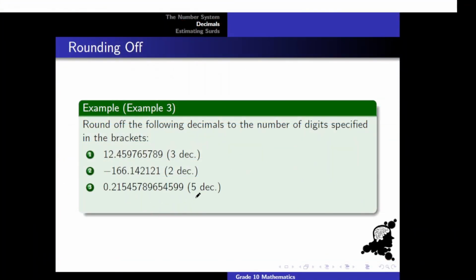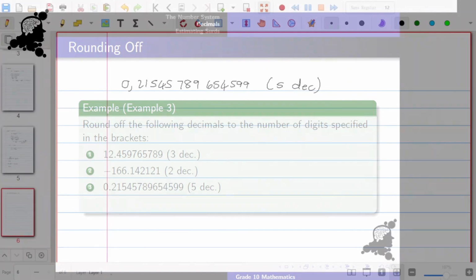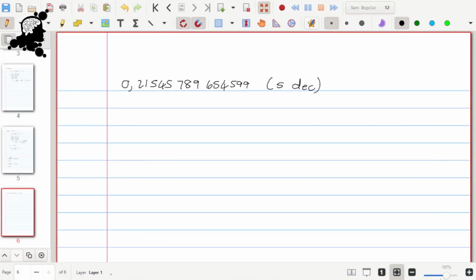So I've got a very interesting number here, 0,215457896545599. I'm supposed to round this off to 5 decimal places. So I'm just going to write this on the sheet quickly, then we can have a look at it. So this is going to be 0,21545789654599, and we're asked to round this off to 5 decimal places. Now let's go to the writing pad after I've copied it down and let's check.